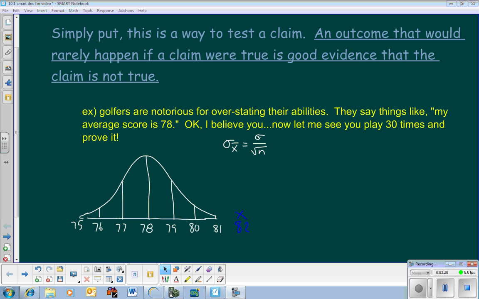All right, so again, that underlined is an important statement. An outcome that would rarely happen if a claim were true, such as 82, is good evidence that the claim is not true. There we go. I have evidence that your claim is not true. Now let's go through the acronym.